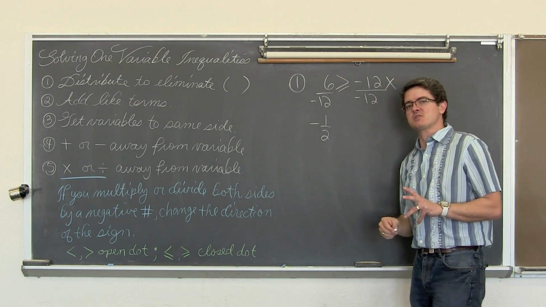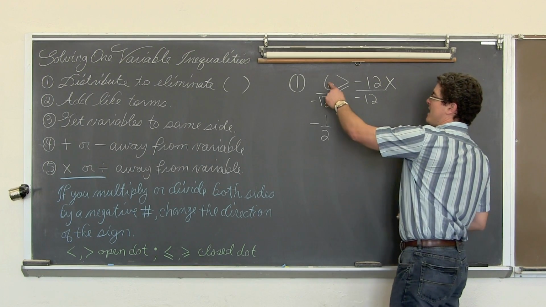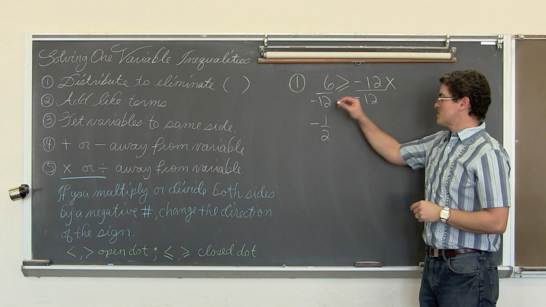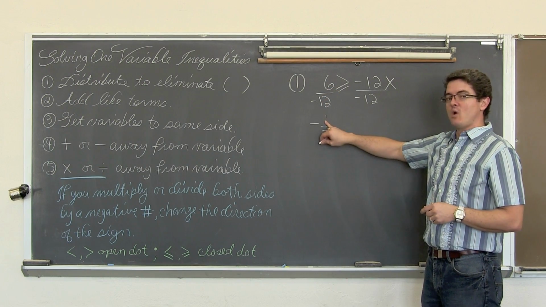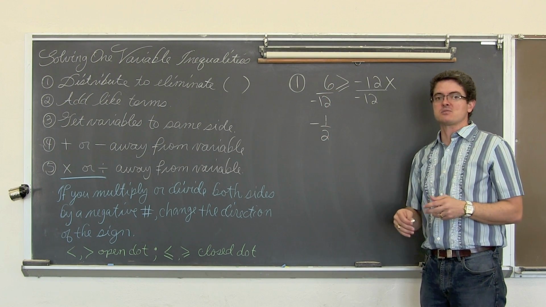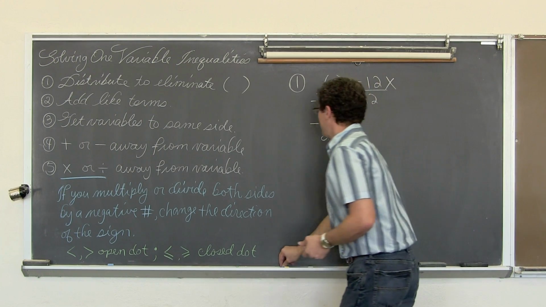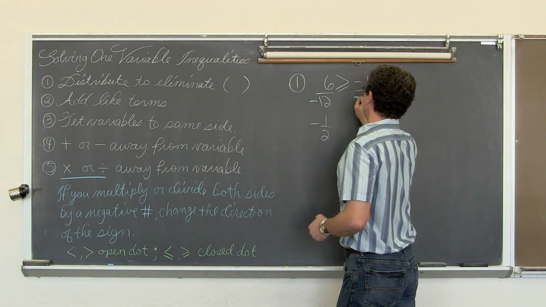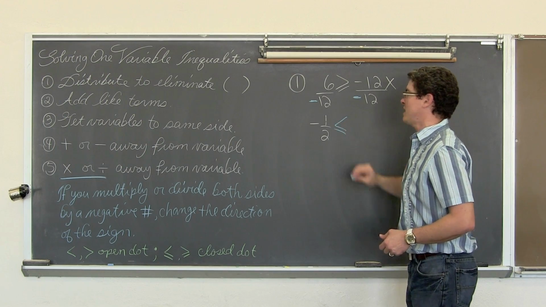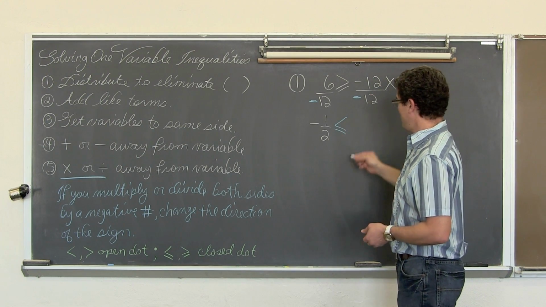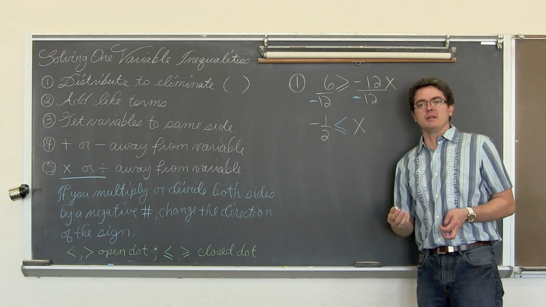And I'm reducing the 6 over 12 by the fact that both of these numbers can be divided by 6. So 6 divided by 6 is 1, and 12 divided by 6 is 2. So I'm reducing the fraction. Now I'm dividing by this negative value of 12, so I'm going to have to remember to change the direction of the inequality. And anything divided by itself is 1, and thus the x is completely isolated.